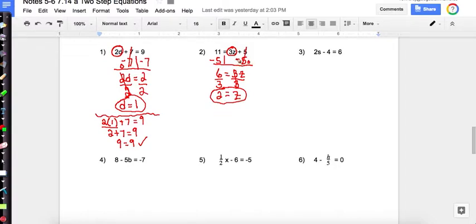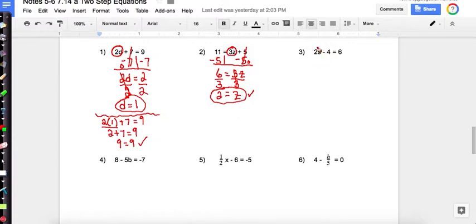Now, to check this, I want to make sure that this side right here equals 11. So 3 times 2 is 6. 6 plus 5 is 11. So it does, in fact, check. So even though I'm not showing my check, I'm checking it in my head or my calculator, and I'm putting a check mark to show that I actually did check it out.